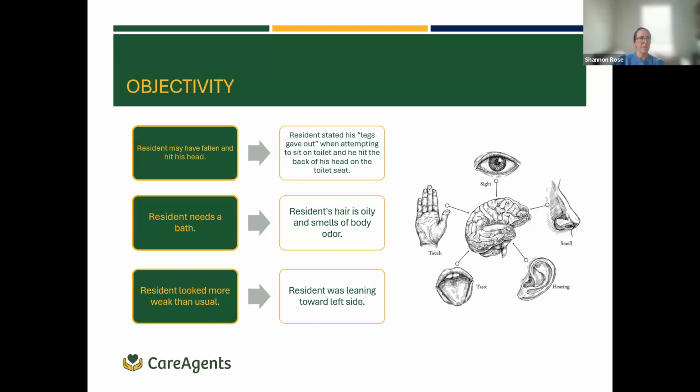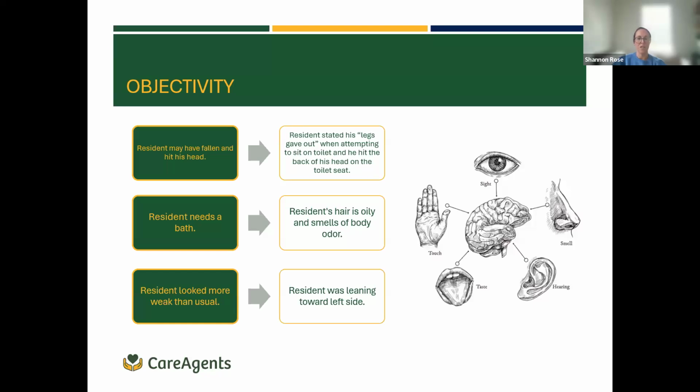And these are some examples of objective documentation. So first, a resident may have fallen and hit his head. This is not factual and it's an assumption. So an improvement is to say, the resident stated his legs gave out when attempting to sit on toilet and he hit the back of his head on the toilet seat. The second one, the resident needs a bath. This is subjective. Why do you think the resident needs a bath? What did you observe? The resident's hair is oily and smells of body odor.